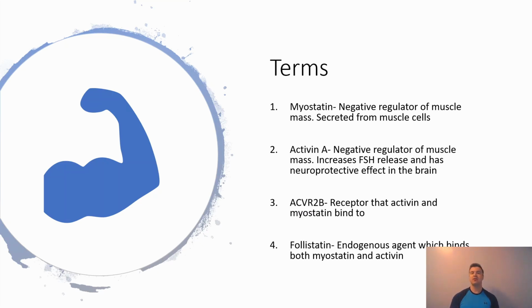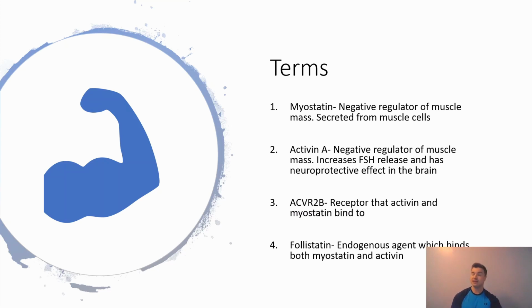Second would be activin A. Activin A is another regulator of muscle mass. It's released, and it's also responsible for neuroprotection. Third would be our activin type 2B receptor. This is a receptor that both myostatin and activin A bind to transcribe their muscle breakdown effects. Fourth would be follistatin. Follistatin is an endogenous protein which binds onto both myostatin and activin A to completely stop their effects. So this is why we see increased muscle mass with a follistatin overexpression.